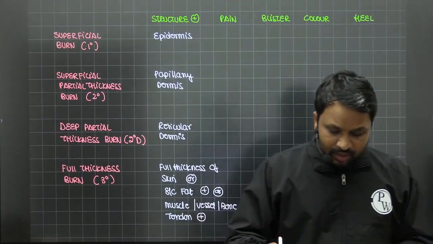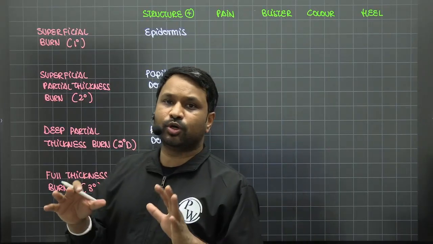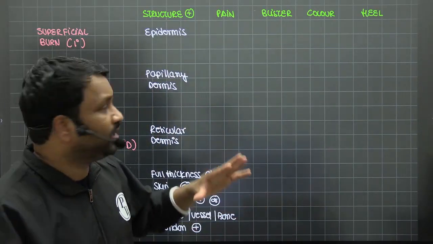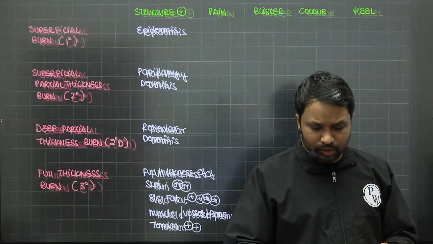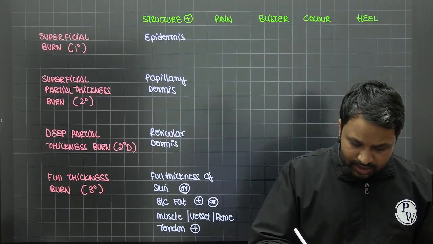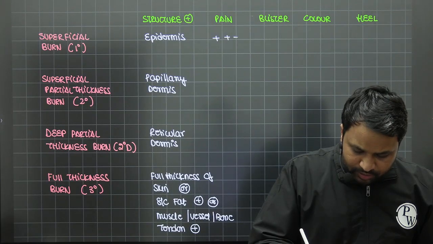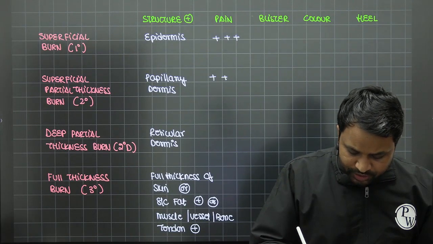burn. Now, pain is something that is going to be present if the skin is intact, and the majority of the pain receptors are concentrated in the papillary dermis. If the papillary dermis goes, the pain will also disappear, right? So when you look at this, the first degree burns or superficial burns are extremely painful. The second degree superficial is also painful.